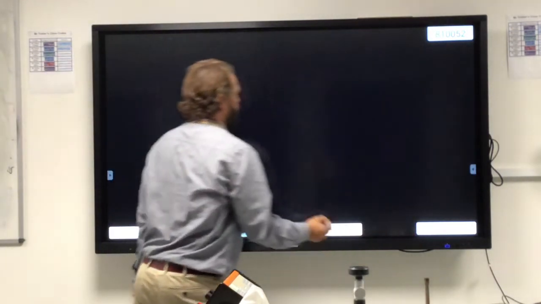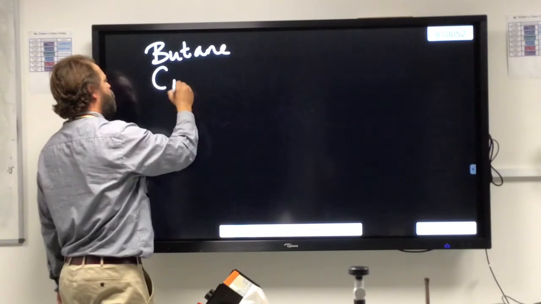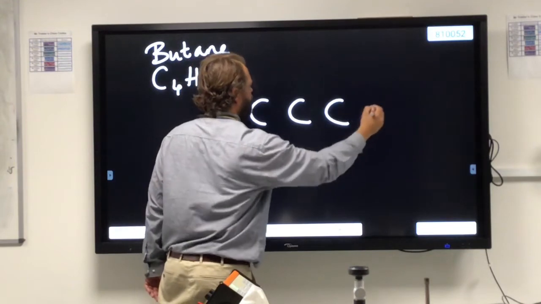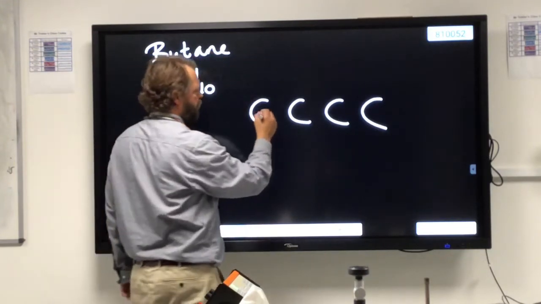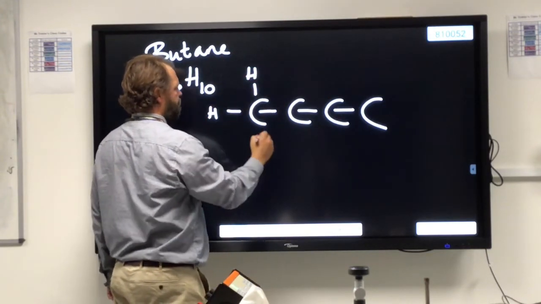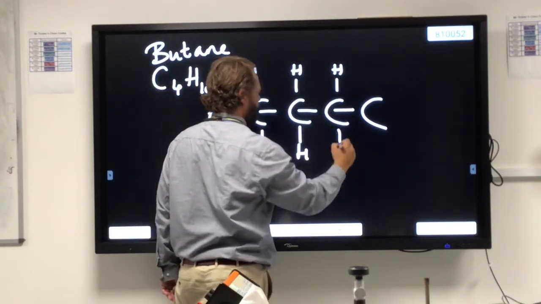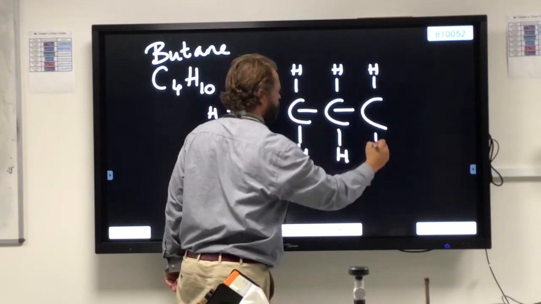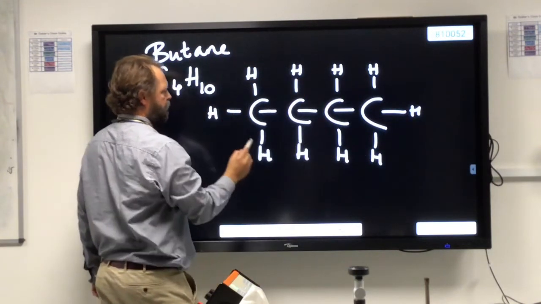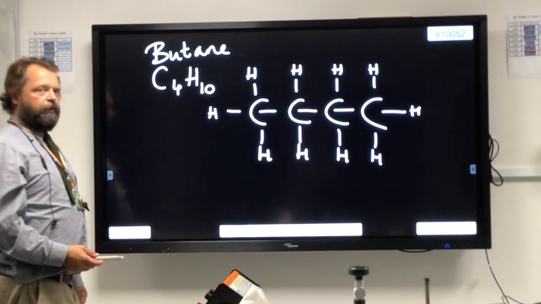Let's do another one. Let's do butane, which is C4H10, 1, 2, 3, 4 carbons. Join them up, add the hydrogens, count the hydrogens to check. 1, 2, 3, 4, 5, 6, 7, 8, 9, 10. So there's our alkane molecules.